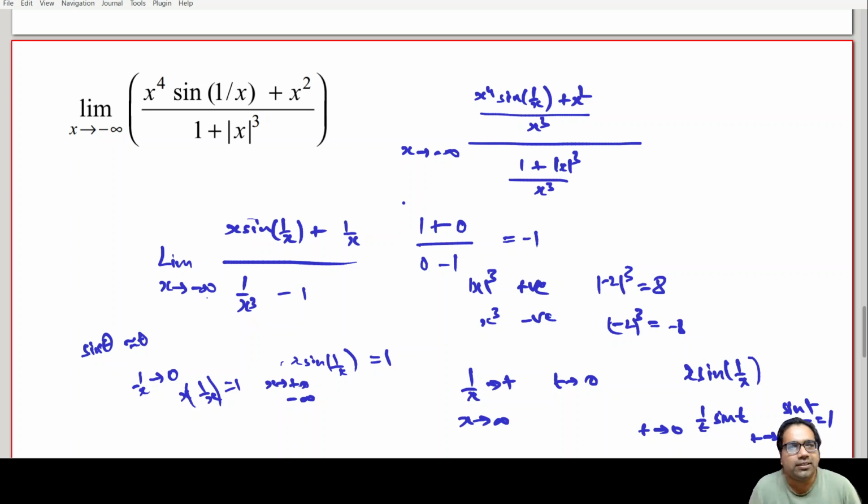Simple problem. The only thing we have to be careful about here is the absolute value of x. When x is negative and we have this absolute value of x, we need to be a little careful with the sign because the absolute value of x cube is positive, but x cube is negative. That is the only thing we have to take care of. Otherwise, if we miss this negative sign, the result will be plus 1, which is wrong. Thank you.